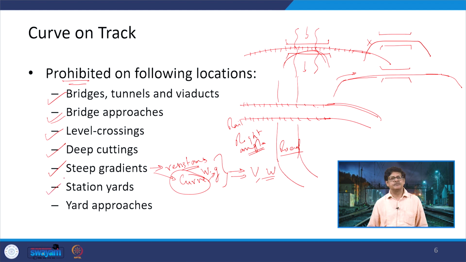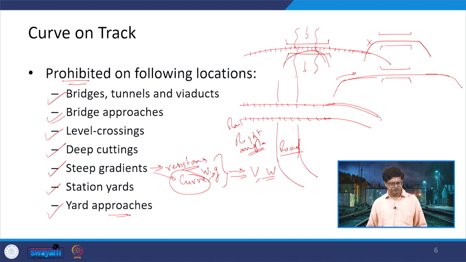In the station yards, most of the things should be more or less simpler, so they have more straight stretches. That is one area where we should try to prohibit curves unless there is no other option. The yard approaches, the yards where the sidings are provided, where the trains which are going to be received are dispatched before they start their journey from a station. On those approaches also it is better that we have a straight approach rather than a curvilinear approach.